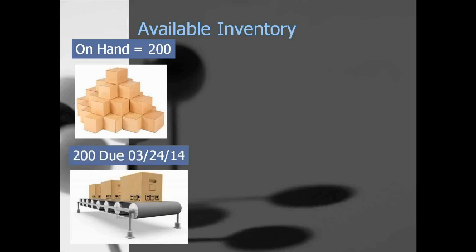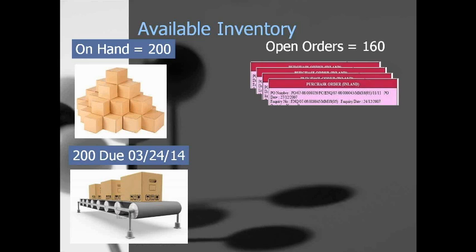I could pick it up and ship it out the door. In addition to that, I've got 200 units coming out of manufacturing scheduled to be available for shipment on Monday, the 24th of March. So 200 units on hand, another 200 coming out of production a couple days from now. In addition to that, I've got open customer orders for 160 units on the books right now.